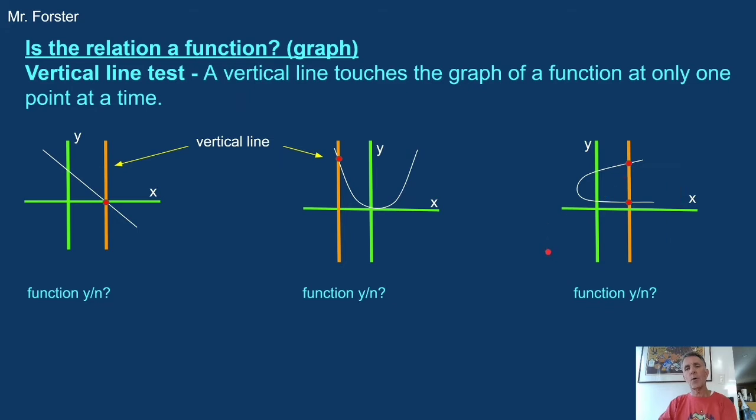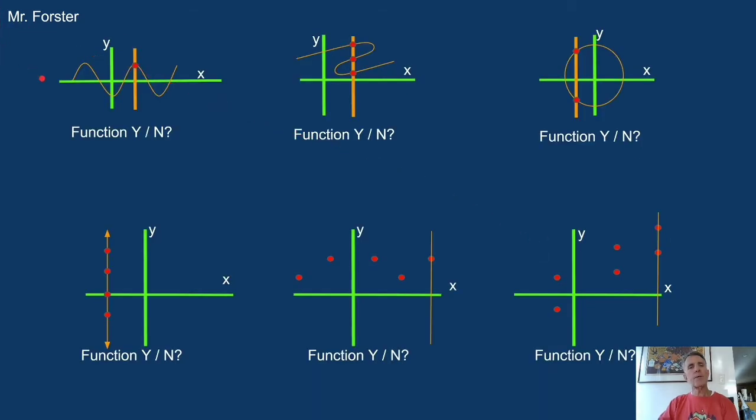Let's go look at some more examples. Is this a function? And so here's our vertical line, and I see it touches once there. Does it touch more than once anyplace else? The answer is no, so that would be yes, a function. Is this a function? Here I see it touches once, once, once. Uh-oh, here it touches 3 times. And so that is not a function. You can think of any time the line doubles back on itself, it's not going to be a function.